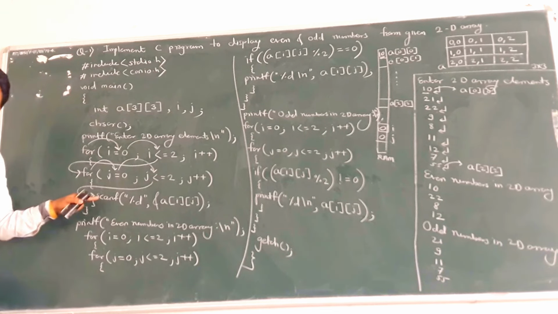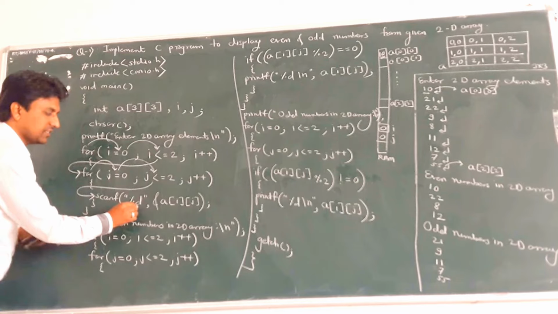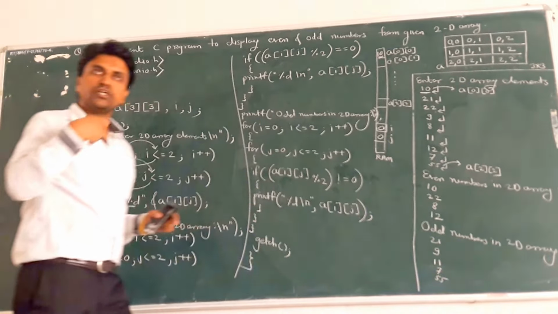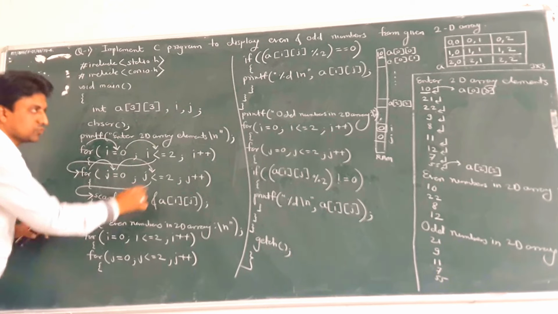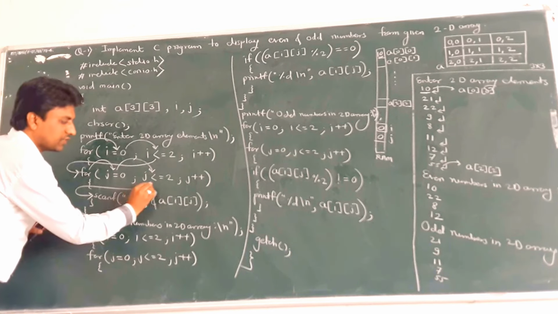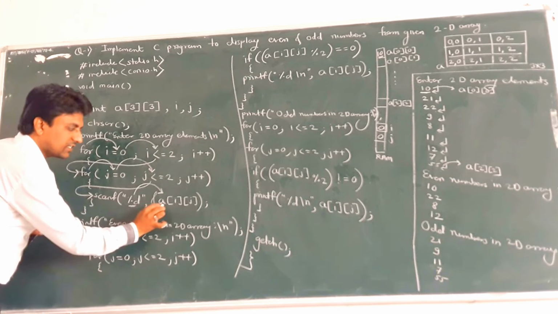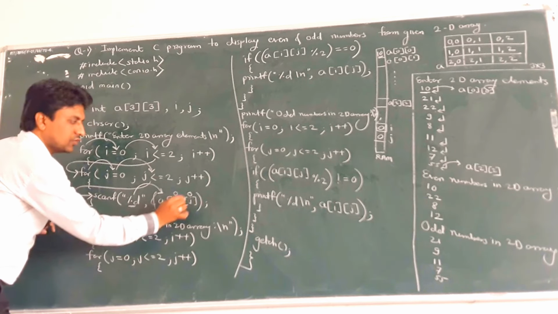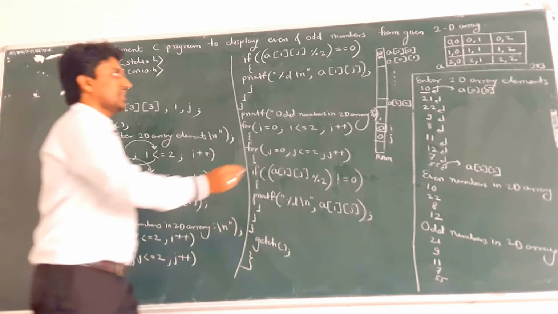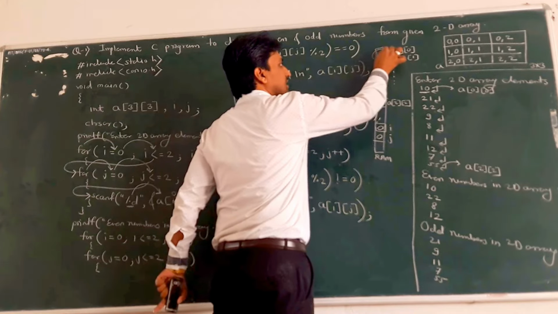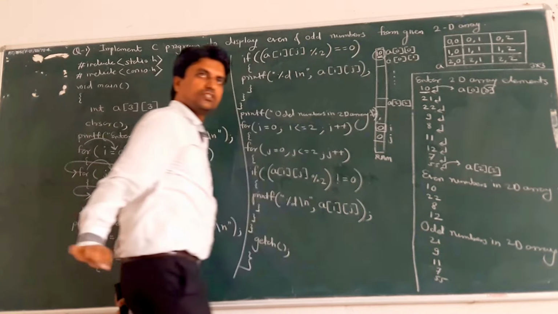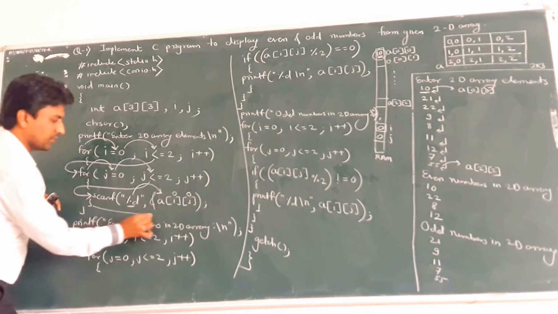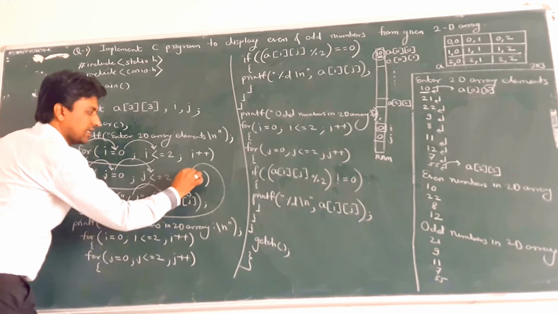So what is the statement? Scanf %d means the cursor is blinking for taking a value from the user. Next, suppose the user enters 10, that value 10 is assigned to the address of a of, what is the value of i? The current value of i is 0, j is 0. So this value is assigned to the address of a of 0, 0. Next, scanf for the inner for loop complete. Then again j plus plus.